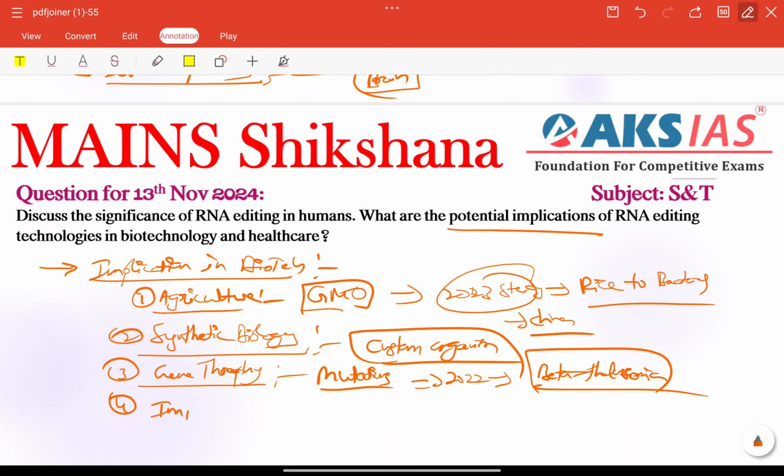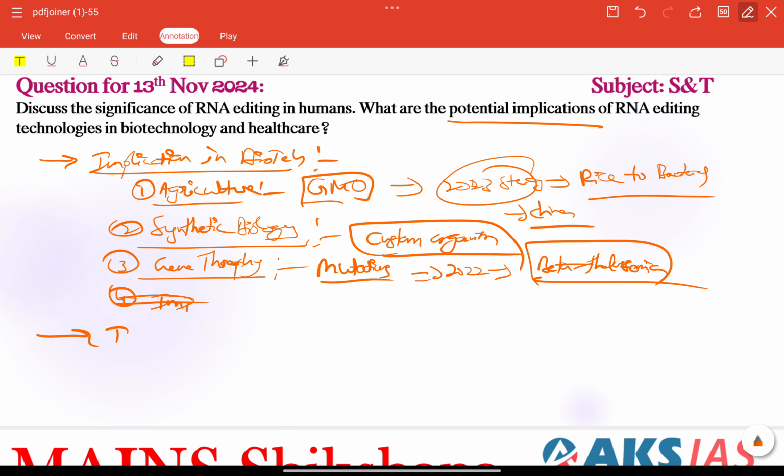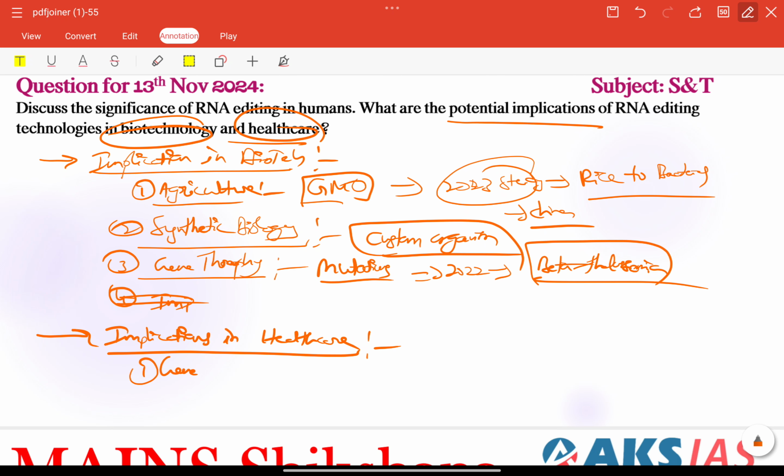Next important thing is we need to connect potential implications in healthcare, right? Separate keywords were mentioned in the question, right? We need to address each and everything separately, right? First of all, gene therapy and disease treatment are also very important here.